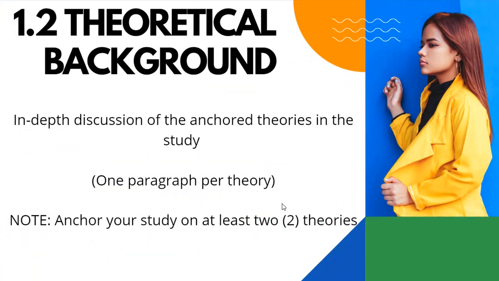Next, please. 1.2, Theoretical background. This is an in-depth discussion of the anchored theories in the study. One paragraph per theory. Anchor your study on at least two theories. At least, okay? The more, up to three theories, the better, because your foundation for your study becomes stronger.